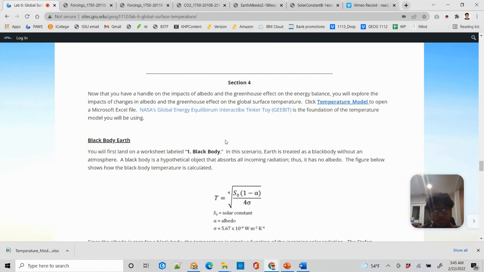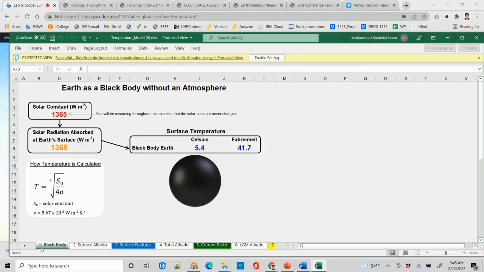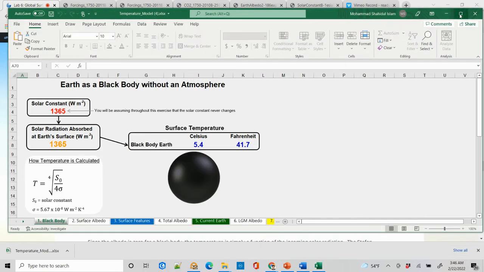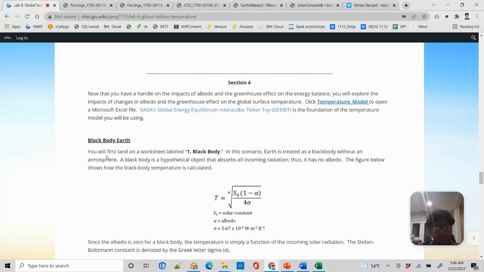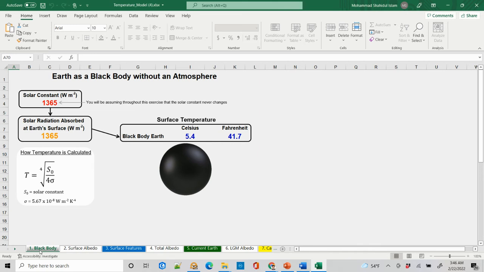So go forward, and what it says, black body Earth. So let me open the Microsoft Excel file. Click enable editing, enable editing. So okay, what it says, let me see. You will first land on a worksheet labeled 1 black body. So what do you need to do? You need to go to black body, then see what it says.